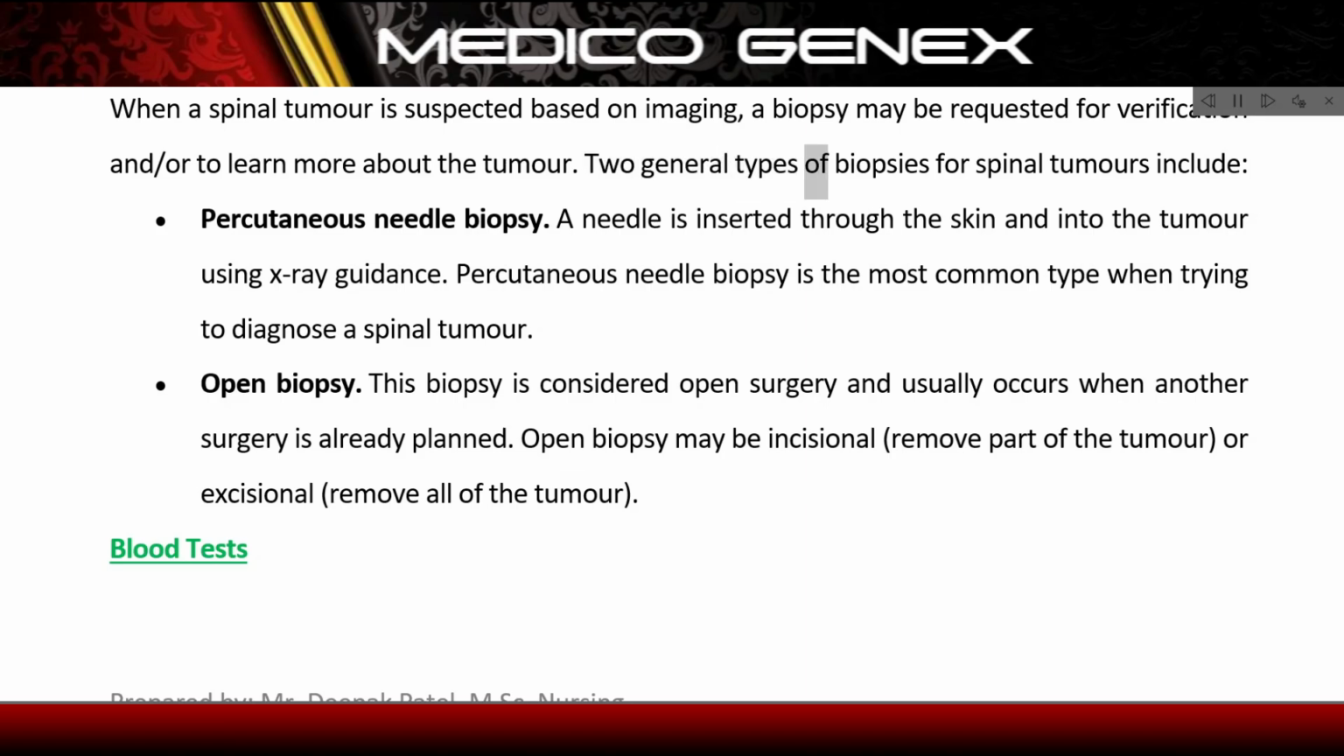Two general types of biopsies for spinal tumors include percutaneous needle biopsy. A needle is inserted through the skin and into the tumor using X-ray guidance. Percutaneous needle biopsy is the most common type when trying to diagnose a spinal tumor. Open biopsy. This biopsy is considered open surgery and usually occurs when another surgery is already planned. Open biopsy may be incisional, remove part of the tumor, or excisional, remove all of the tumor.